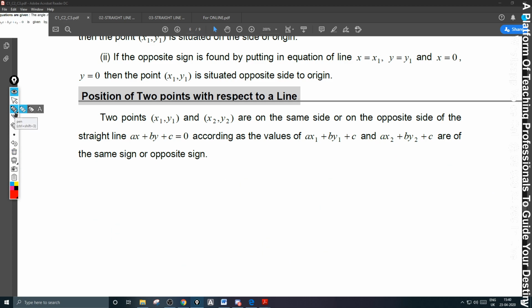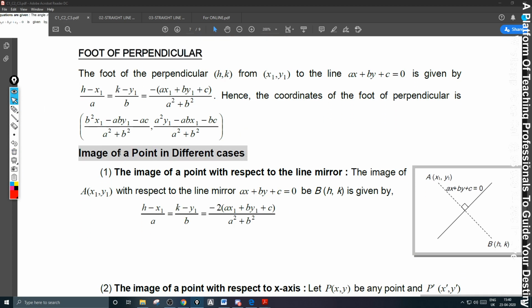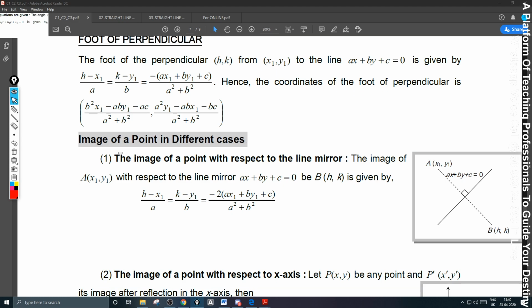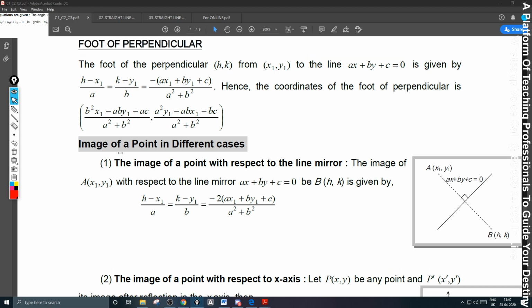Now coming to the next one. Foot of the perpendicular, and the image of a point in different cases. For the foot of the perpendicular, the formula is (h minus x1) by a is equal to (k minus y1) by b is equal to minus of (ax1 plus by1 plus c) by (a square plus b square), where h, k is the foot and x1, y1 is the given point. How will the diagram of this be?